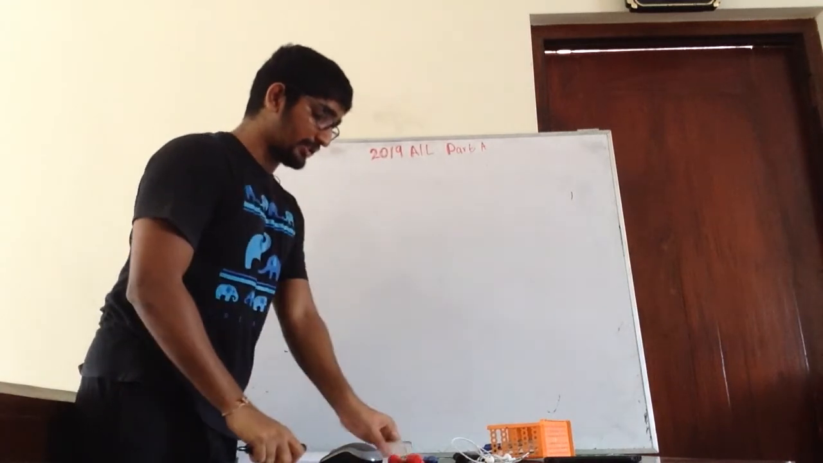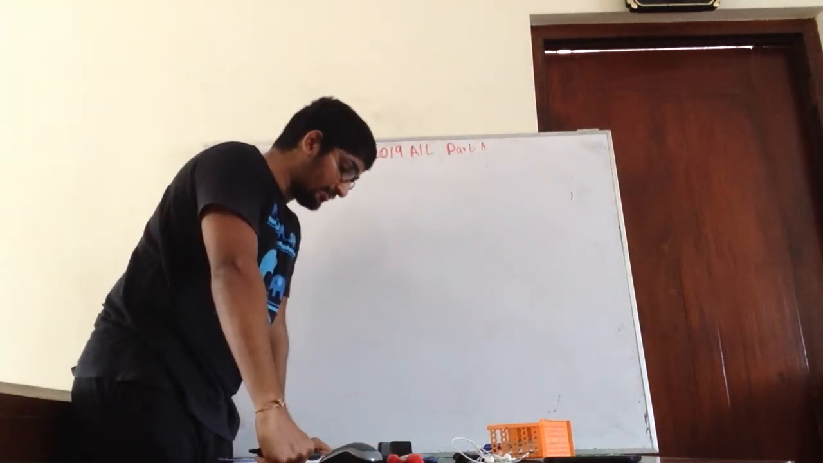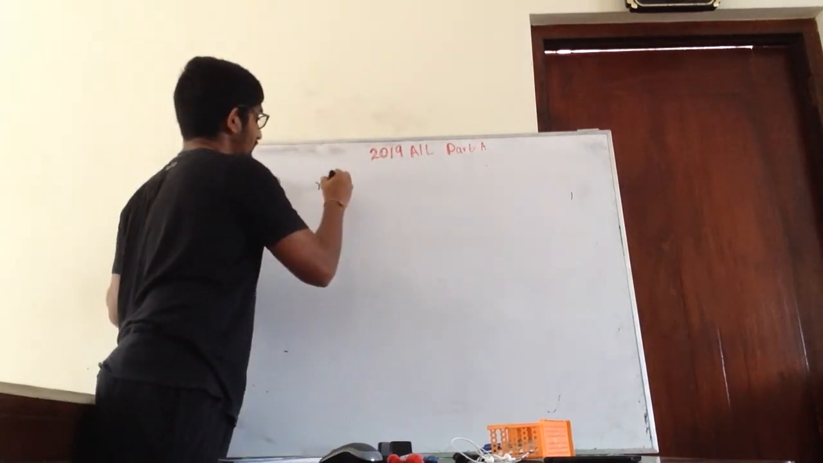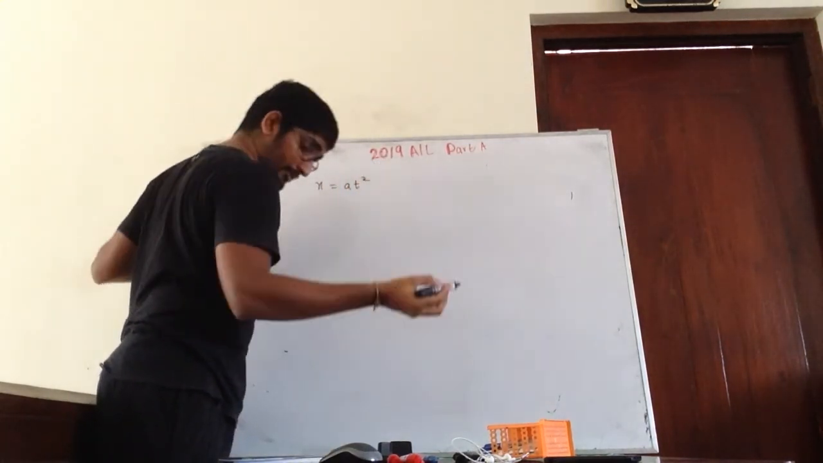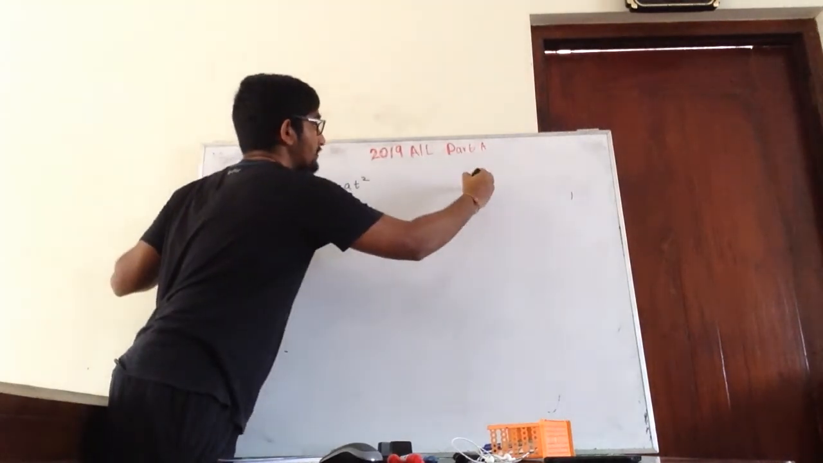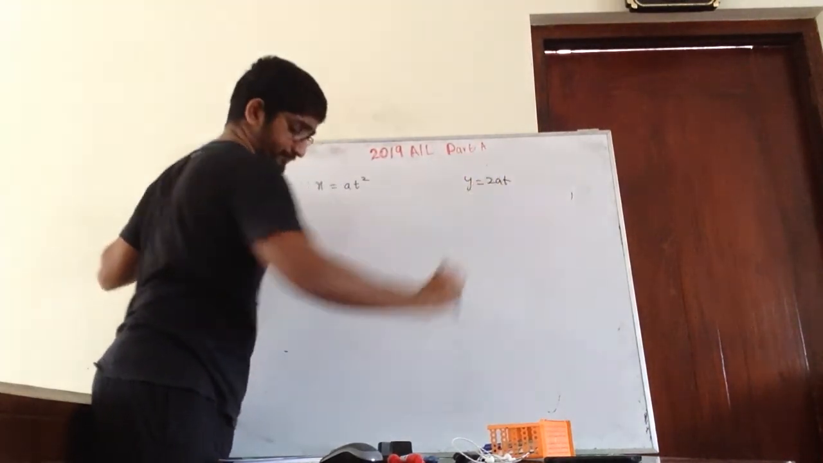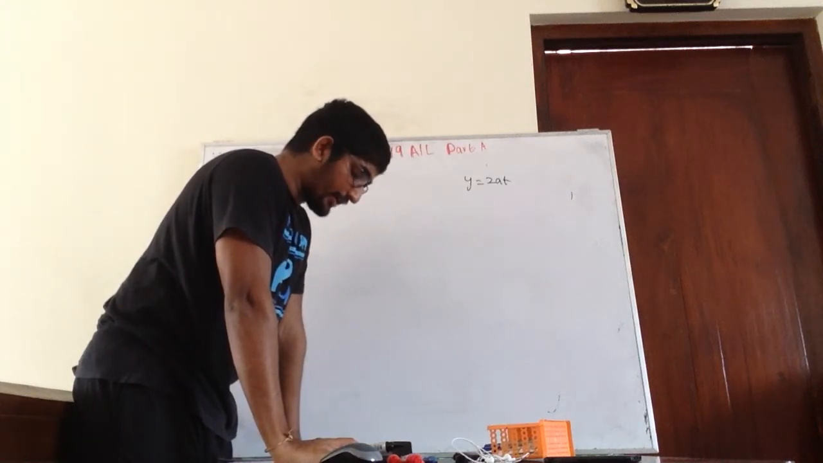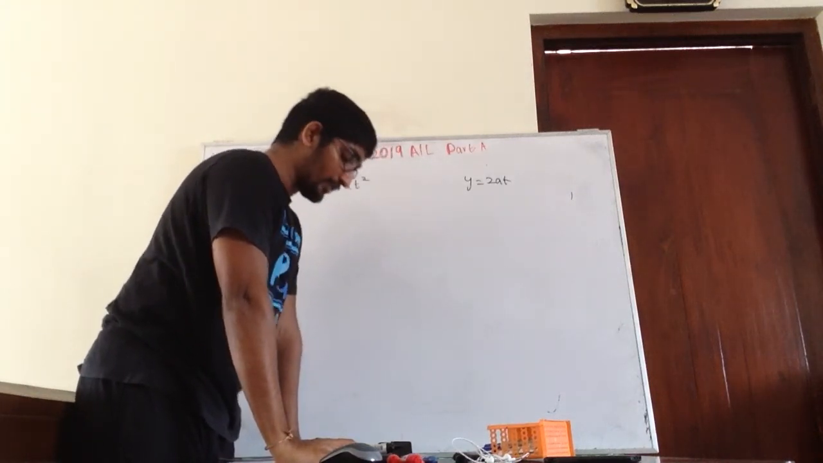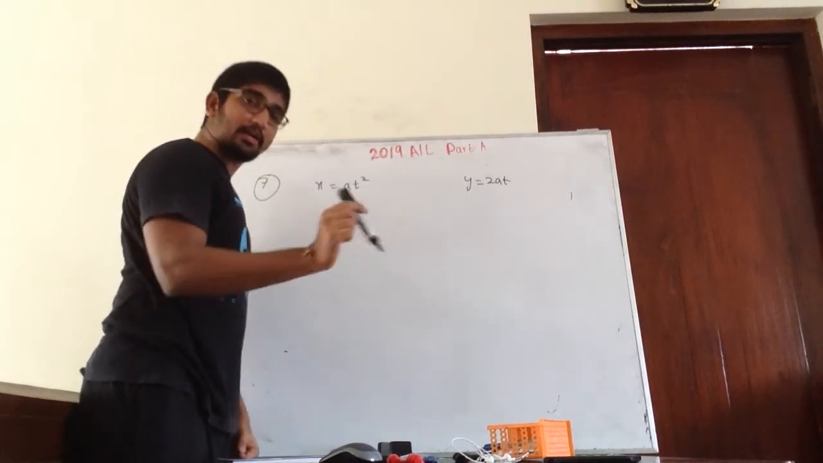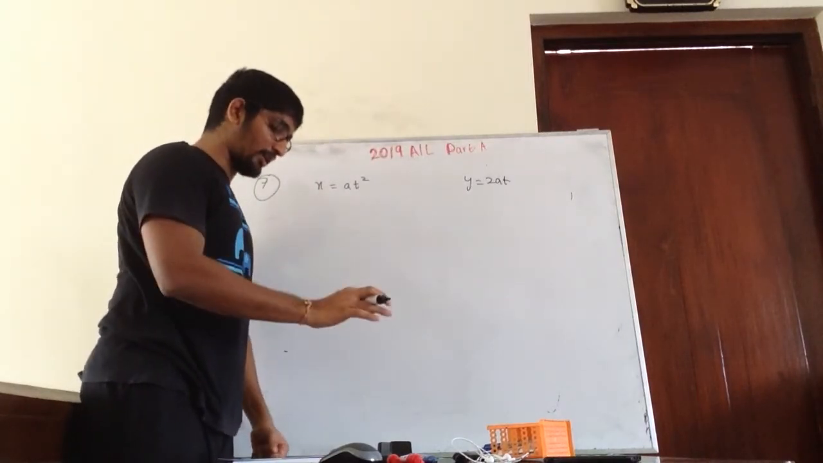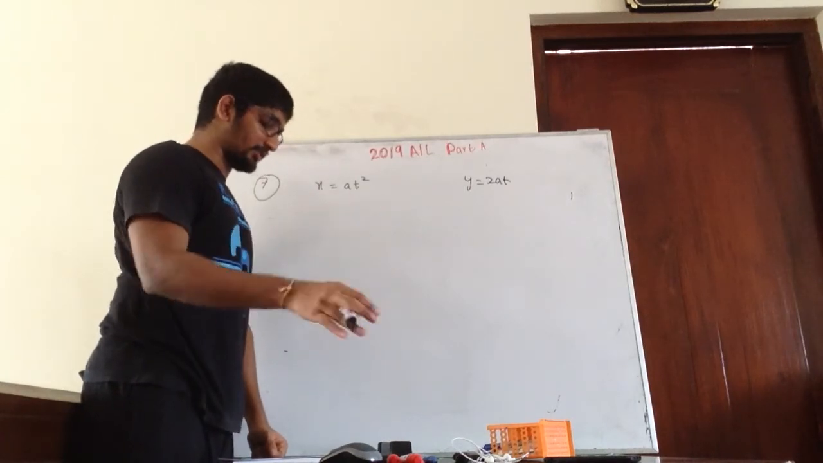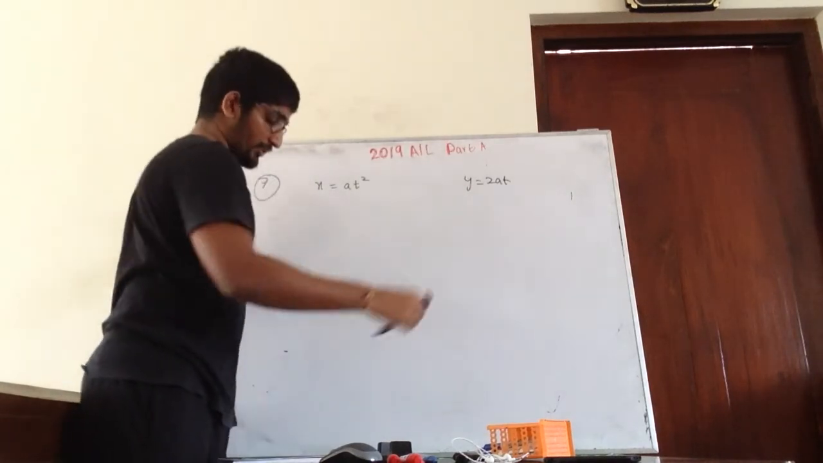So question number 7 says: let C be the parabola parametrically given as x equals a t squared and y equals 2at, where t is a real number and a is not equal to 0. Show that the equation of the normal line to the parabola C at the point (at squared, 2at) is given by that equation. So now let's see.